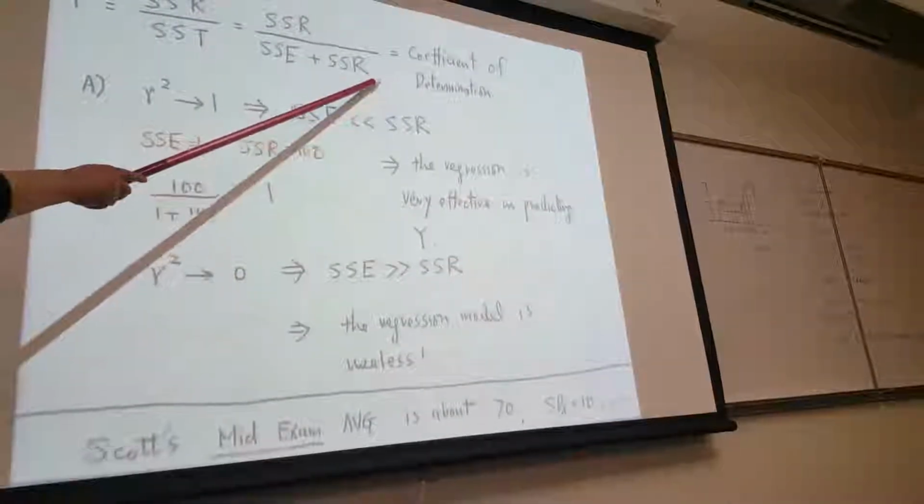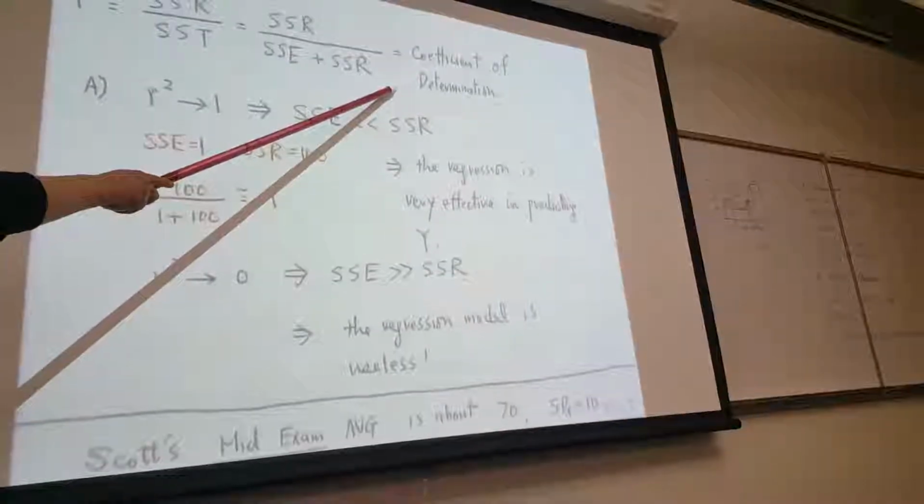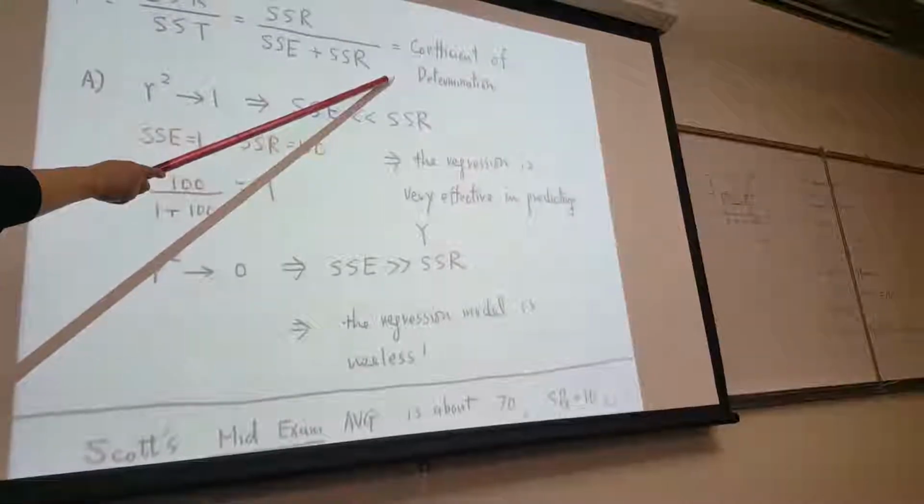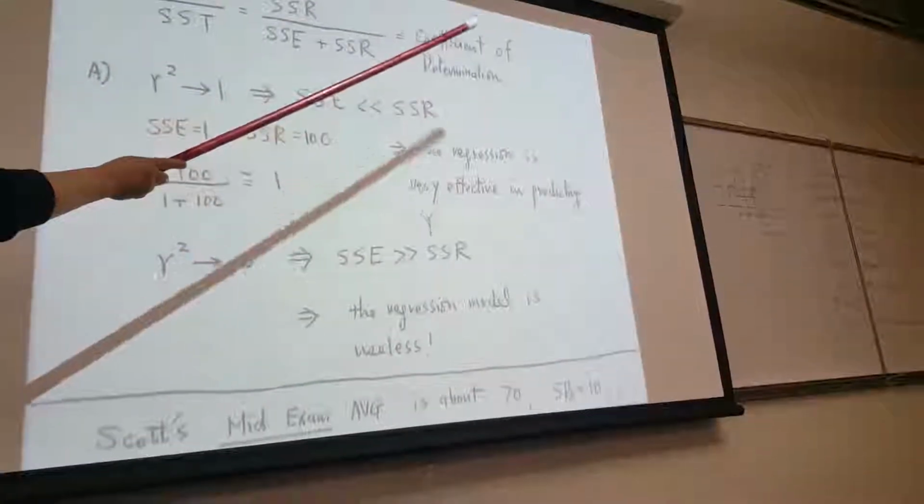You can determine how good it is, what? Efficiency in determining what? Predicting Y. Is that clear? That's why we call this the coefficient of determination. Okay?